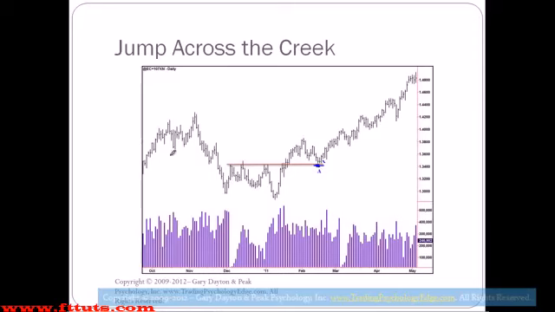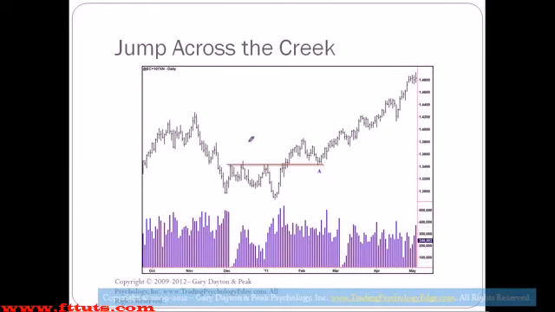Jump across the creek. This is a classic Wyckoff trade setup, and the reason it's classic is because a consolidation, a lengthy sideways line of trading, sets up an opportunity for larger traders and smarter traders to accumulate a position, a line of stocks. They buy in here, and here, and here, and here. So they move the market up and down in the trading range.